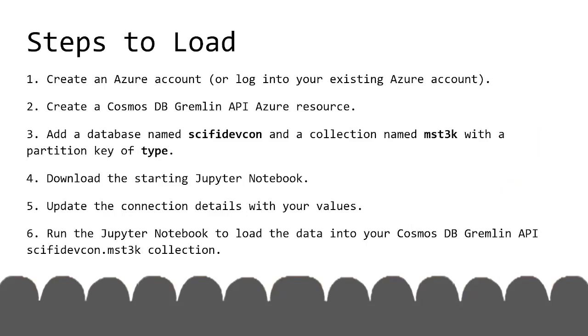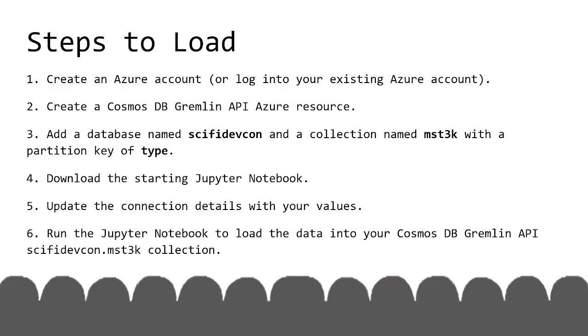So what are the steps that I took to load? First, I logged into my Azure account. Then I created an Azure Cosmos DB Gremlin API Azure resource. I added a database called SciFiDevCon with the collection name of MST3K. And I added a partition key called type.